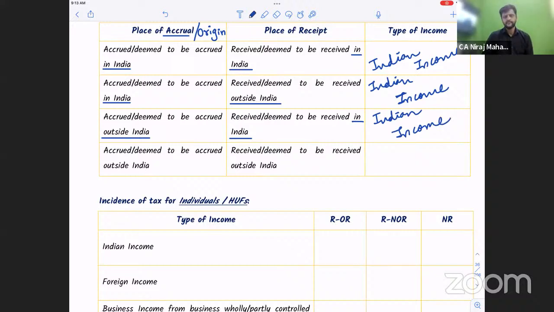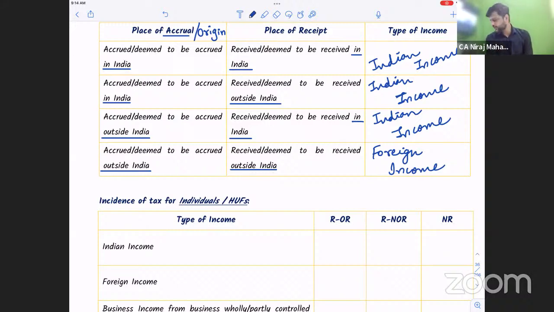Simple till now. And the last category, the Donald Trump case. Say Barack Obama is doing a job in the USA. So he earned in the USA and also spent in the USA. When I say spent, it means he actually received the money in the USA. Received or deemed to be received outside India, we are talking about receipt. So earned outside India as well as received outside India, that is foreign income.